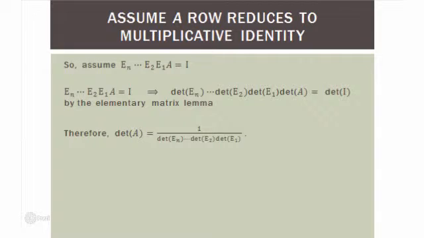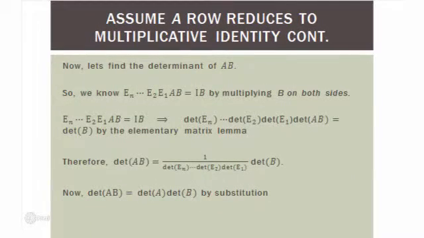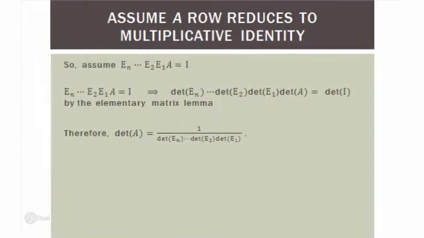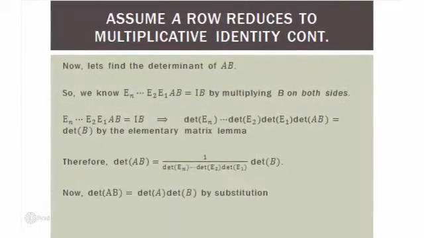And then, because the determinant is a real number, we can divide over the determinant of the elementary matrices onto the other side of the equation to get determinant of A equals 1 over the determinants of all of the elementary matrices. So now let's find the determinant of AB, because we just found the determinant of A.